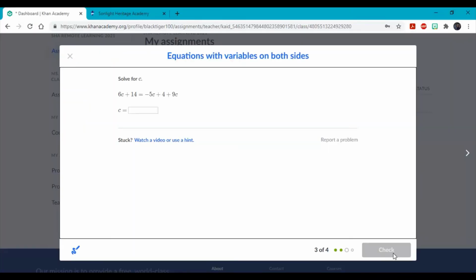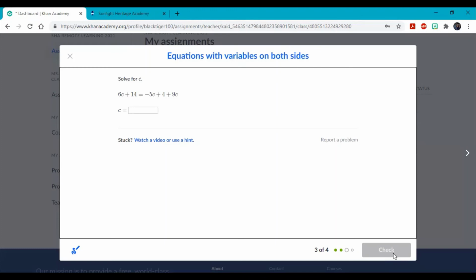Now let's solve for C. So here is our equation. The equation is 6C plus 14 is equal to a negative 5C plus 4 plus 9C. So a little more numbers and variables here. That's fine because we're still following our format, our rules for solving these equations. We're going to combine like terms and then we're going to simplify. So let's get the C's together and let's get the constants together.